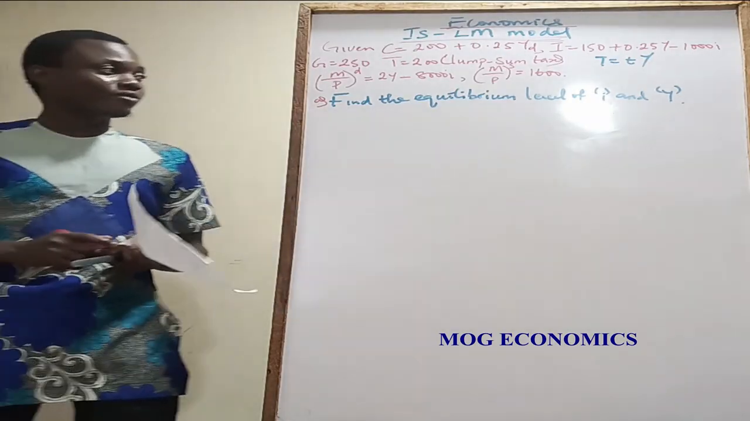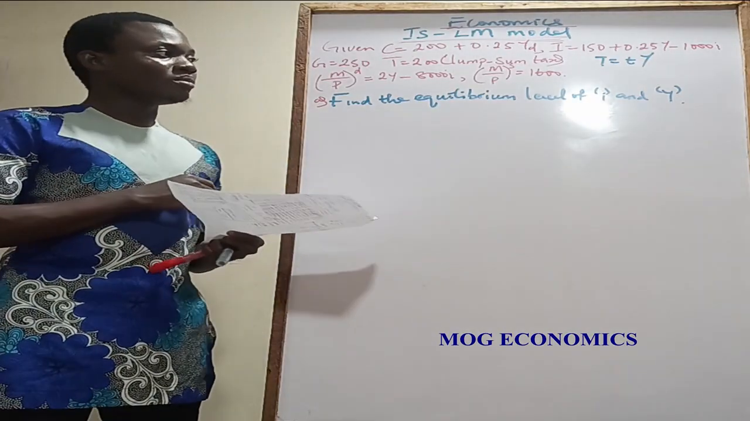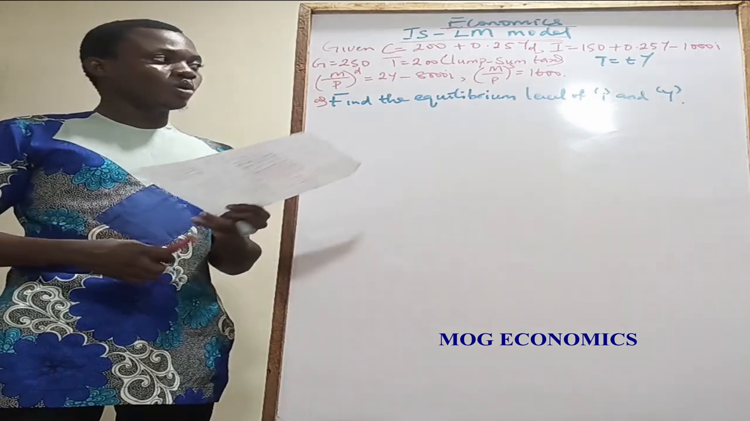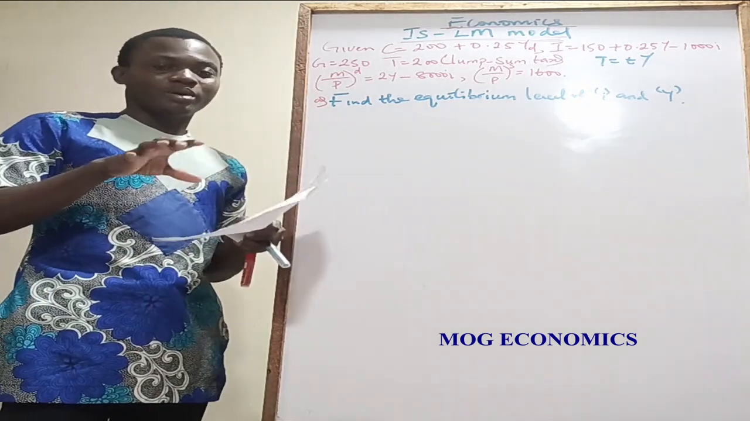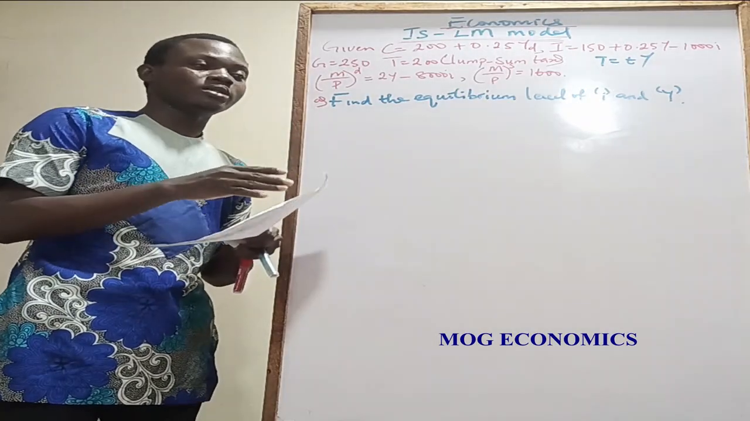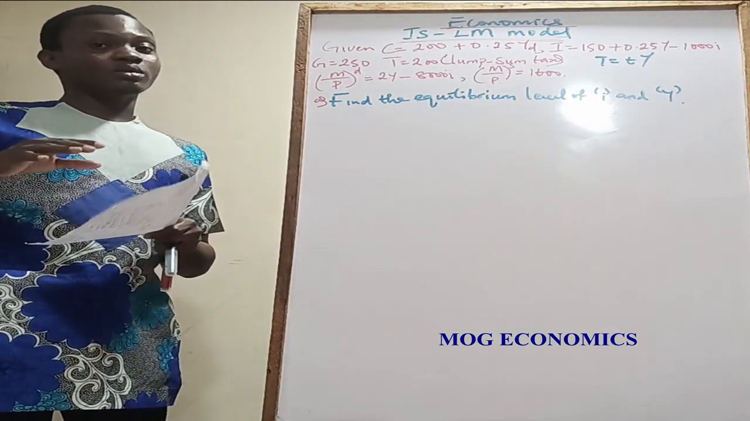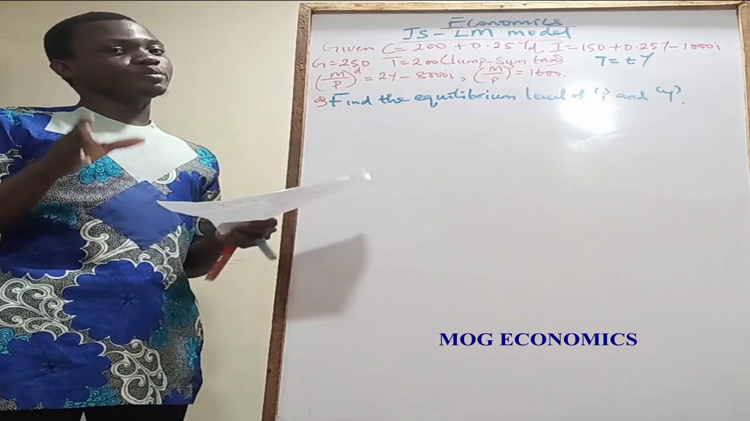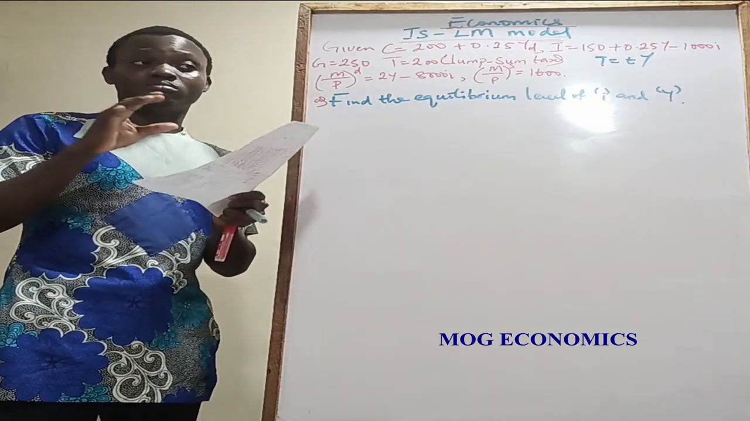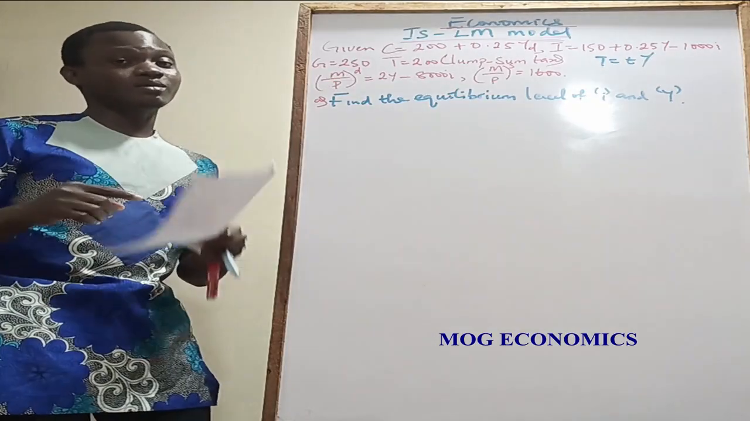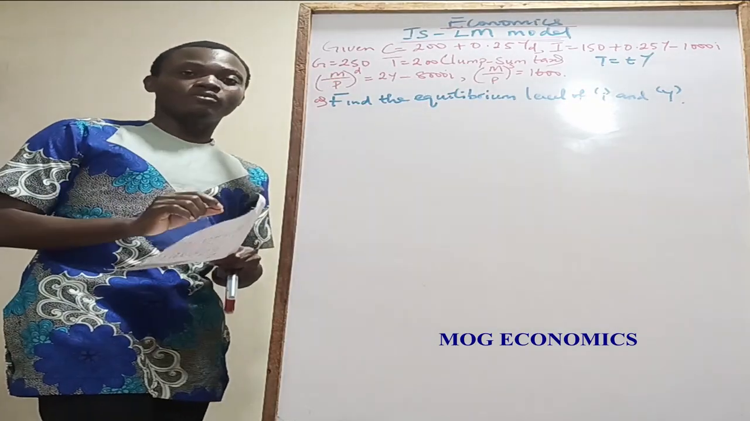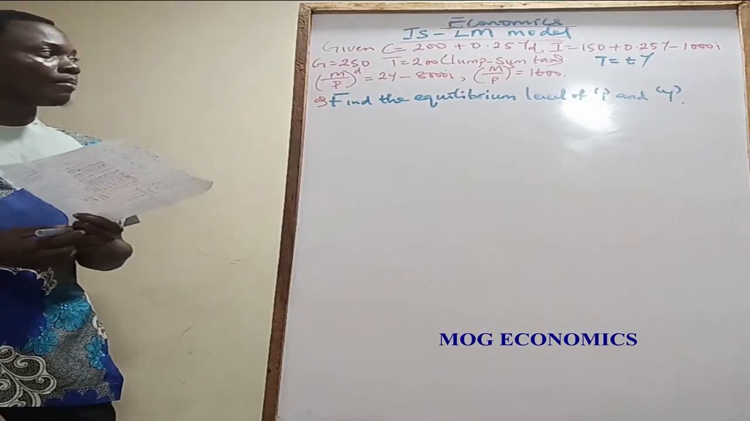Okay. So the first question is that we have to find the equilibrium level of i and Y. So how do we get that? The IS part of the IS-LM model is talking about the goods market, and the LM part of the model is talking about the money market. So you are looking for equilibrium between the goods market and the money market. We're looking at the equilibrium interest rate and output level in both markets.